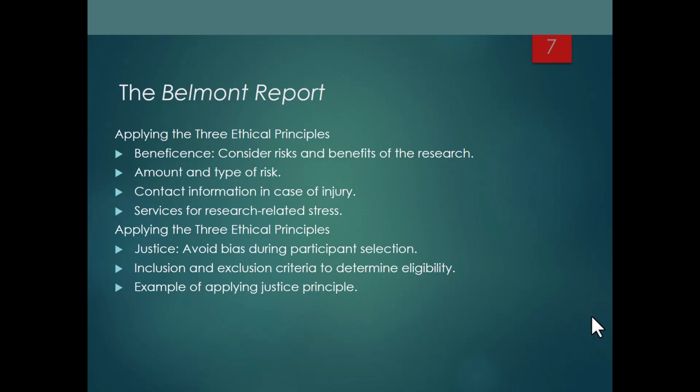Here's an example of applying the justice principle. For a study on the effects of abuse during pregnancy on maternal attachment, easy access to pregnant adolescents should not be the primary reason for the study. Select only those adolescent females who experience psychological abuse during pregnancy by the father of their baby. Exclude those who experience any other type of abuse.